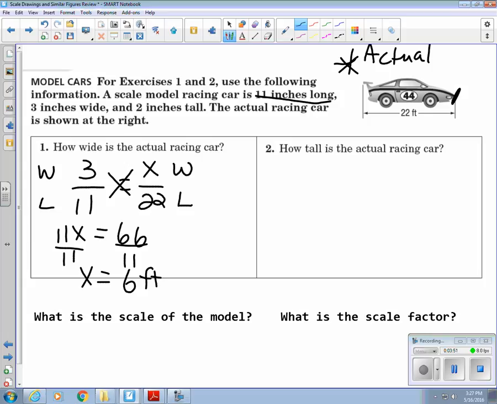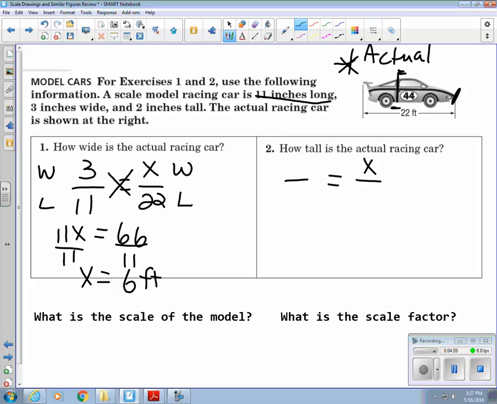They want to know from the bottom of the wheels to the top of the car. They want to know this distance. How tall is it? So again, I've got to set up a proportion. So I'm going to have 2 ratios equal to each other. Now they want me to find the height of the car, or how tall it is.